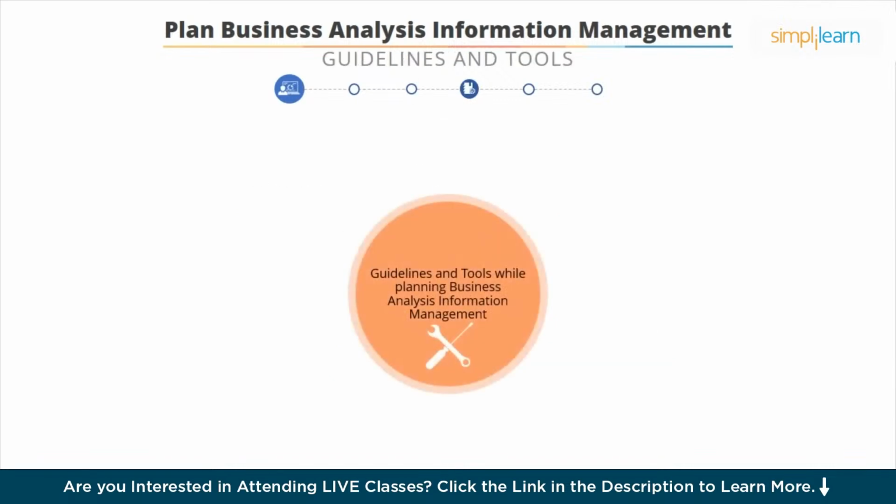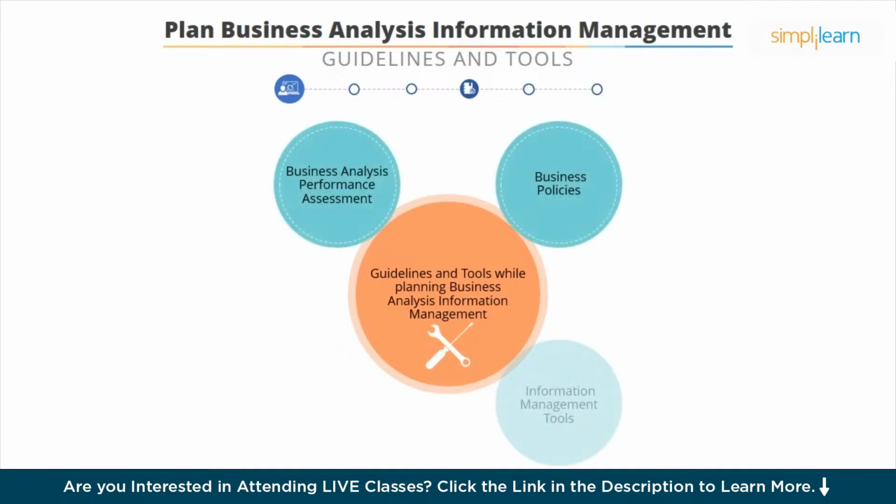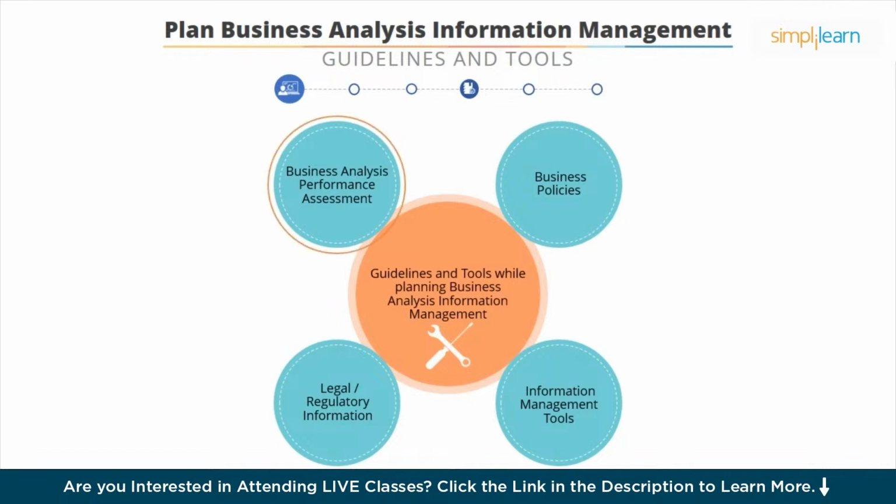Apart from the inputs discussed earlier, a business analyst may use business analysis performance assessment, business policies, information management tools, and legal or regulatory information as guidelines and tools while planning business analysis information management. Business analysis performance assessment provides results from previous assessments that are incorporated into the information management approach. Business policies define the limits within which decisions must be made. Information management tools are available for storing, retrieving, and sharing business analysis information. Legal or regulatory information describes the legislative rules or regulations that must be followed, and that can be used for developing a framework to ensure the decision-making process.